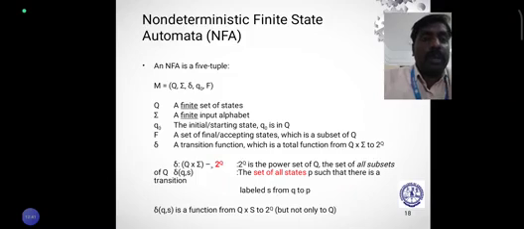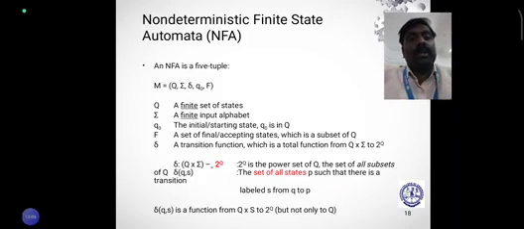Here the only difference between DFA and NFA is the transition function delta. Q cross sigma tends to Q in the case of DFA, whereas in the case of NFA, it is represented, in red color, as 2 to the power of Q. That is, when we give an input to one state, it can move to multiple states. That is the only difference between deterministic and non-deterministic finite automata.